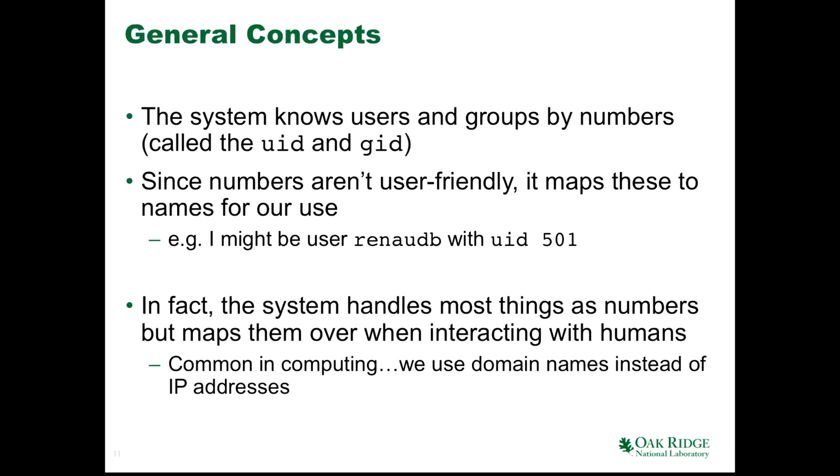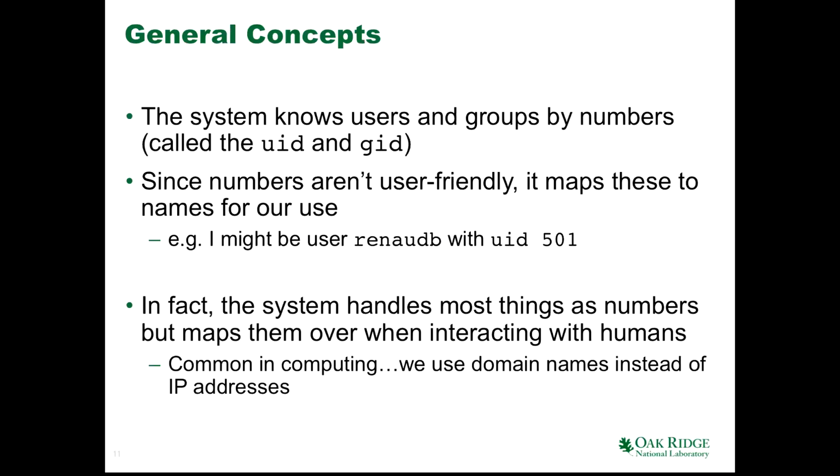We're human beings. We don't normally deal with large groups of numbers very easily. So the system maps those over to names and to text strings for us to deal with. For example, I might be user Renaud B and have the user ID 501. The system knows me as 501, but when I log in and when I look at things, it talks to me like I am Renaud B, because that's easier for human beings to deal with. The system really does that for most things. At the lower level, it's managing things as numbers and converting that into a format that is a little bit easier for people to deal with when we have to interact.